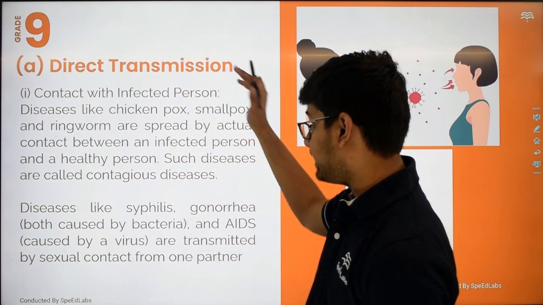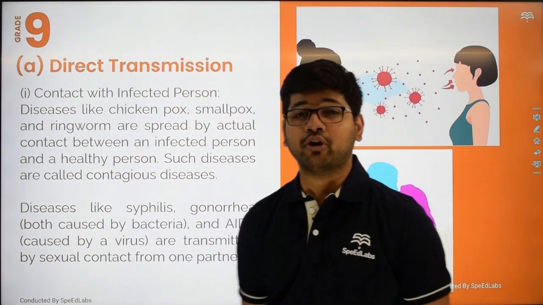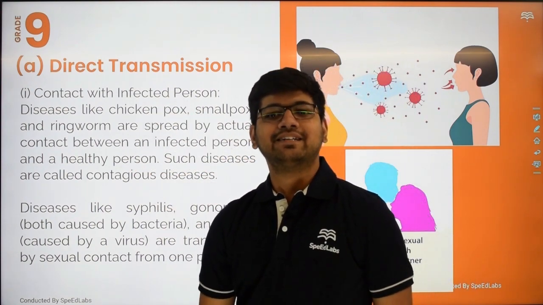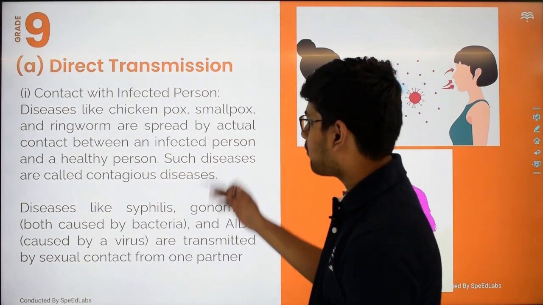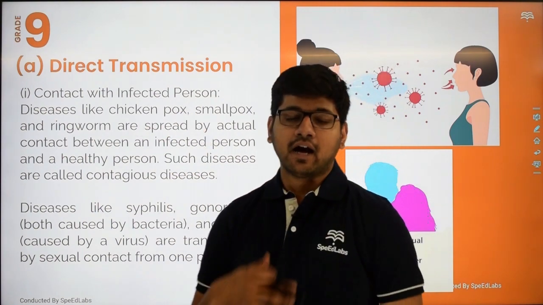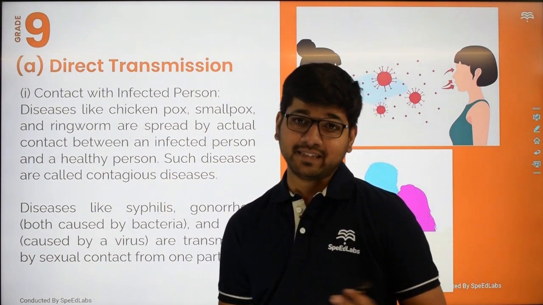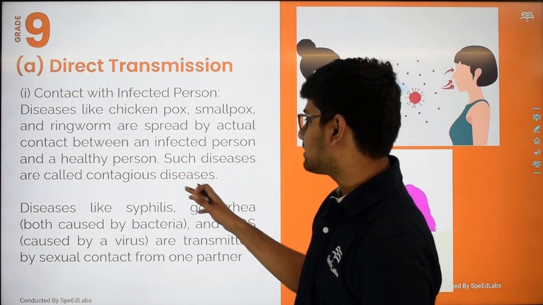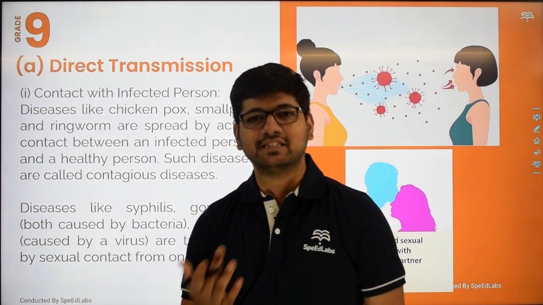If I talk about direct transmission, the first point that we are going to talk about is contact with an infected person. Diseases like chickenpox, smallpox, and ringworm are transmitted or spread by actual contact between individuals. Such diseases are called contagious diseases.